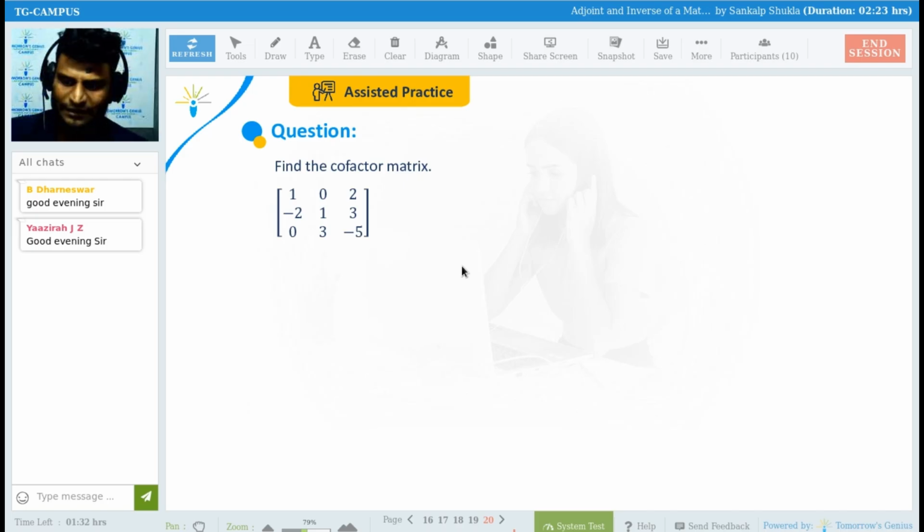So find the cofactor matrix. This is a very simple question. You can easily find the cofactor matrix, right? So I'm not going to solve any question. You have to find it. Let me know the answer quickly. You have to find the cofactor matrix for this one.